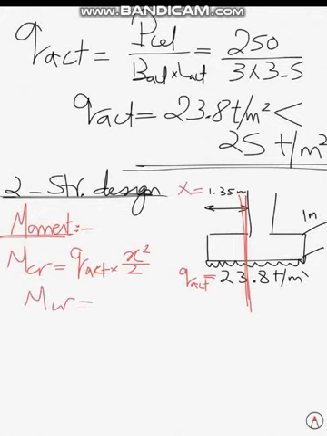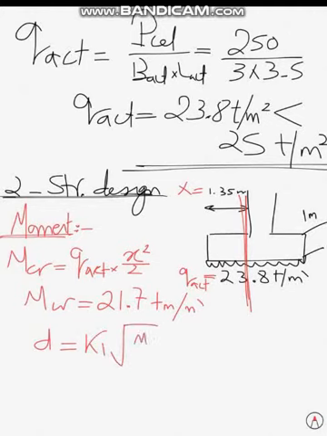So when I calculated this value, it comes out as 21.7 ton meter, and this is the moment per meter run of the foundation. In the next step I will determine the depth required, K1 square root of m over b, and I need to ensure that the values given for Q1 and Q2 are used with the units for moment in kilogram centimeter and the lengths in centimeter.